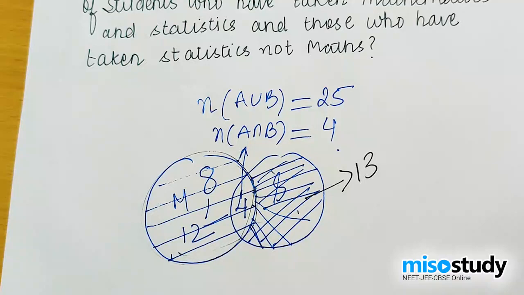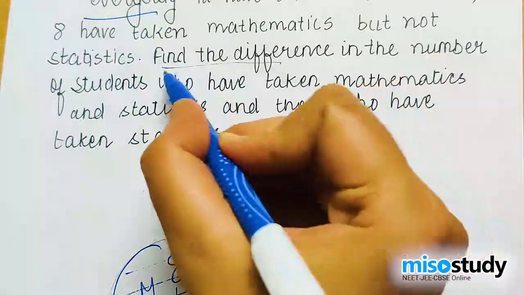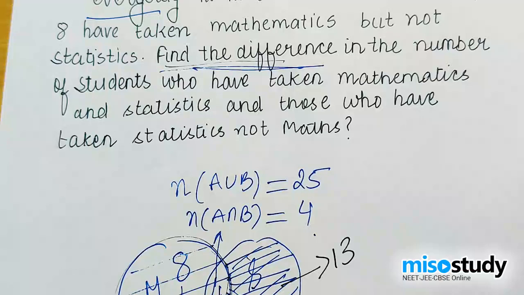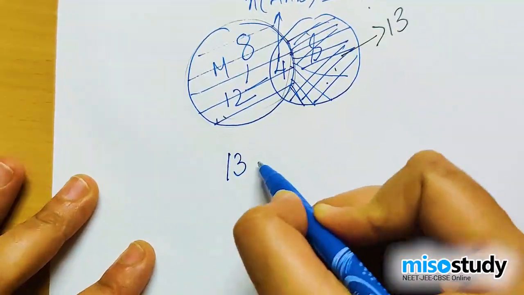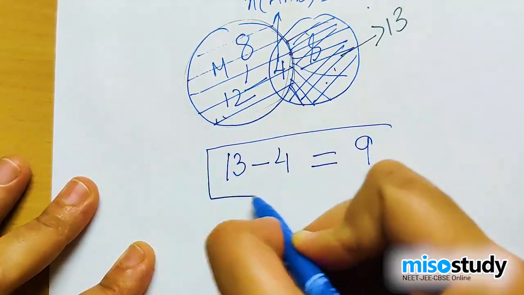Very, very simple, right? Now the question is, find the difference in the number of students who have taken maths and stats. That means A intersection B and only stats. So only stats is 13 and A intersection B is 4. So the answer is 9.